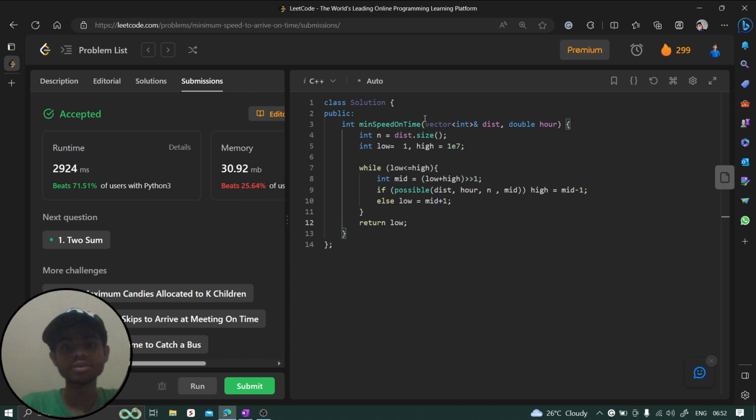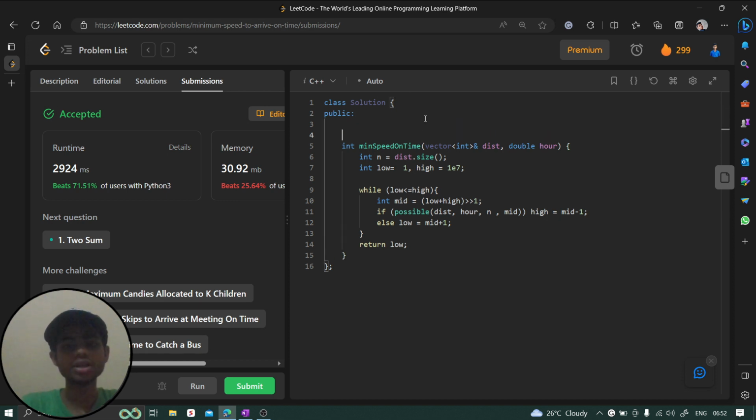Now let's define this function, which is the possible function. So I'm going to say bool possible, and the arguments are going to take first of all a vector of int. Let me use a vector. It should also take the distance, right? And it also takes hour. So hour should be a double, right? So we can use a double hour. Fine. And we can say n, and we can say mid, right? Fine. Mid is nothing but our speed. So let's take it as fine.